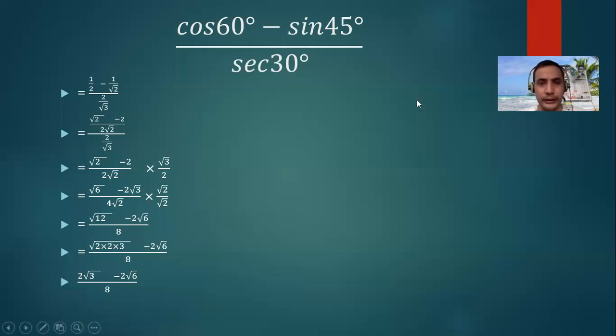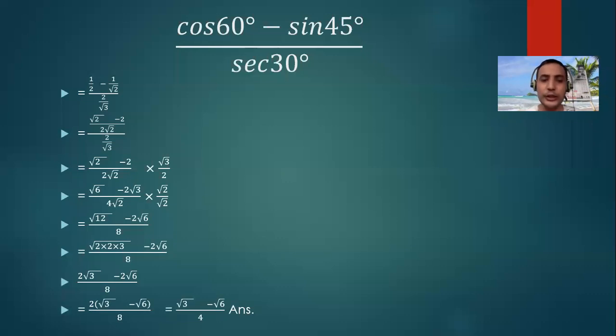Then 2 root 6 is there, and 8 is downside. First of all, we have to take 2 common in the numerator. Take 2 common in the numerator, that is root 3 minus root 6 will be there, by 8, equal to 2 and 8 cancel: 2 into 2, 2 times 1. It means 2 ones are 2, 2 fours are 8. So 4 is in the denominator, and in the numerator root 3 minus root 6. I think you have understood.